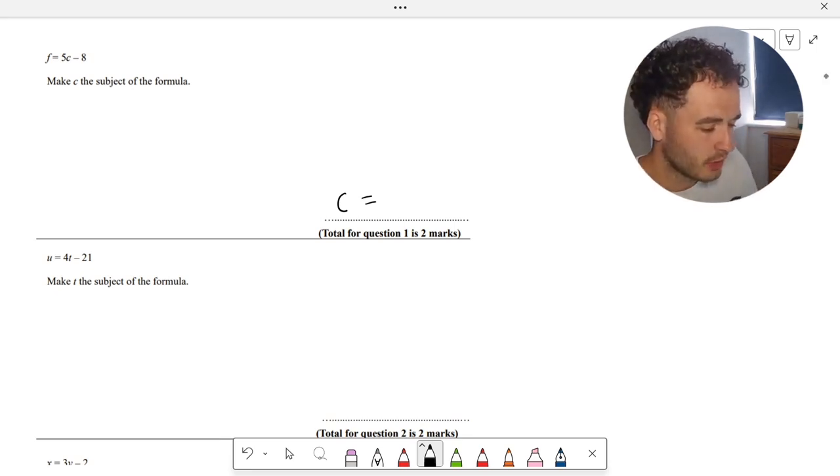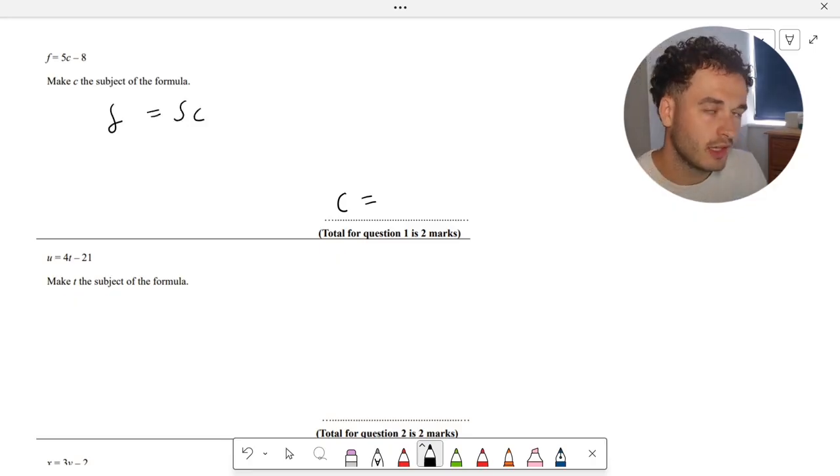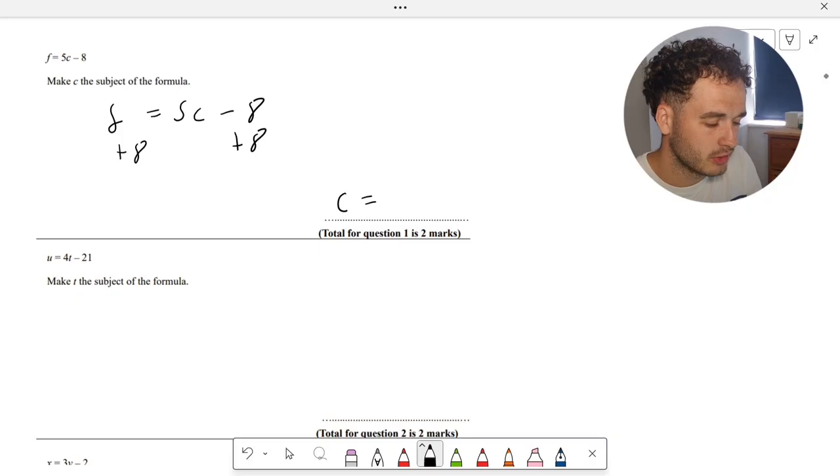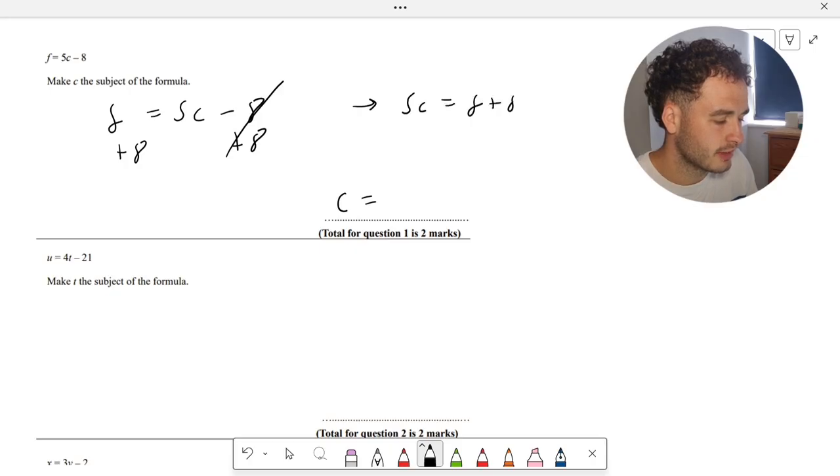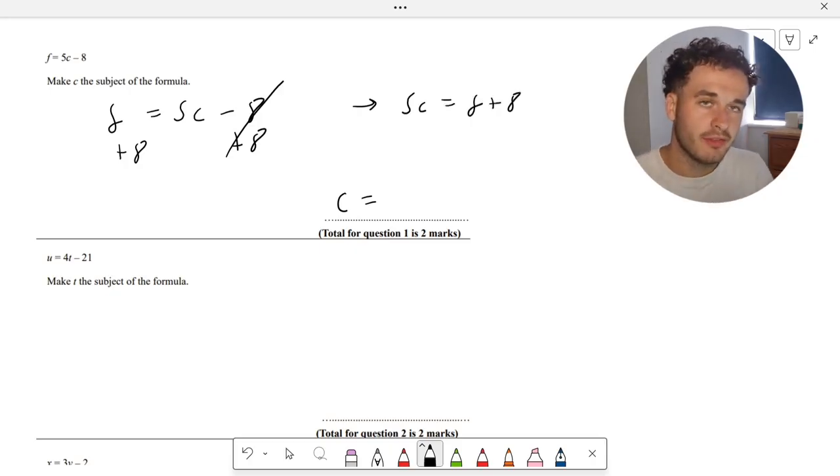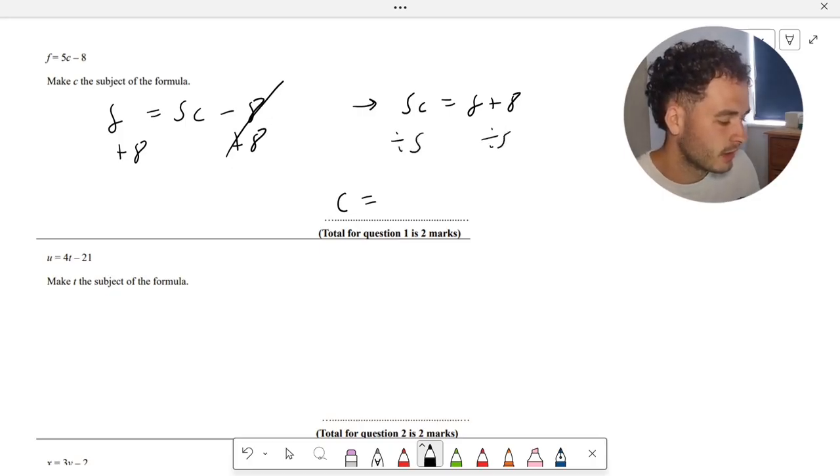Well, the first thing we can get rid of is the -8. So we can do F equals 5C. And remember from solving equations, to get rid of a -8, we add 8 to both sides of the equation. So in this case, -8 plus 8 cancels, and now we're left with 5C equals F plus 8. Okay? Well, we now have 5 lots of C. We're very close to having C by itself. So how do we get C by itself? Fantastic. We divide both sides by 5. So we're left with C equals F plus 8.